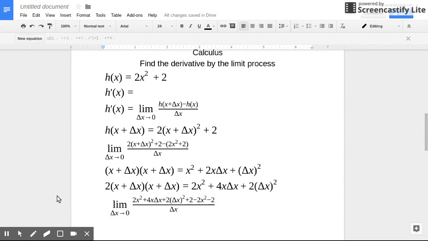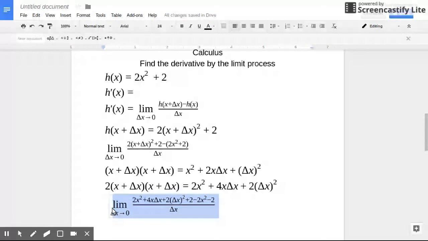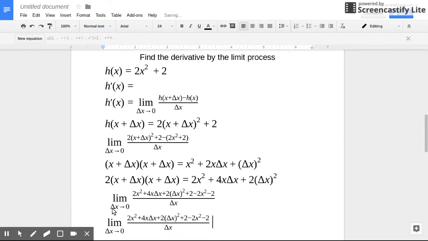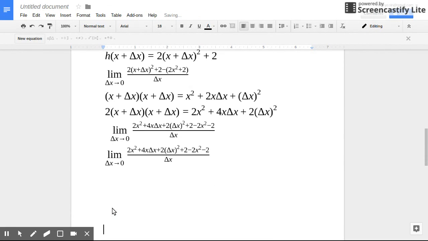Why is that arrow like that? I don't know. We have a 2x squared. We have a minus 2x squared. So those are going to cancel out. We have a plus 2, a minus 2. And those are going to cancel out, and that looks like that's going to be it for the like terms in that. All right, so instead of rewriting all that, we'll do another copy paste.